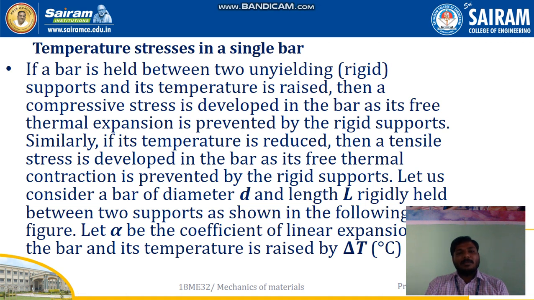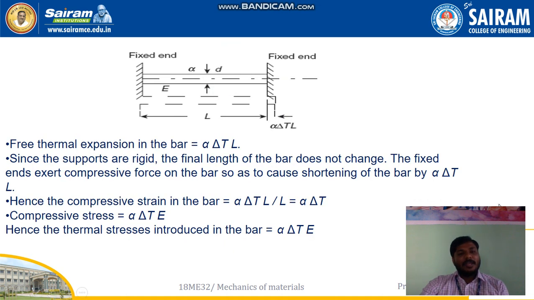Let us consider a bar with diameter d and length L, rigidly held between two supports, as shown in the figure. Let alpha be the coefficient of linear expansion of the bar, and the temperature is raised by delta T, in degrees Celsius. You can see both ends have been fixed. This is the fixed end and this is also the fixed end.